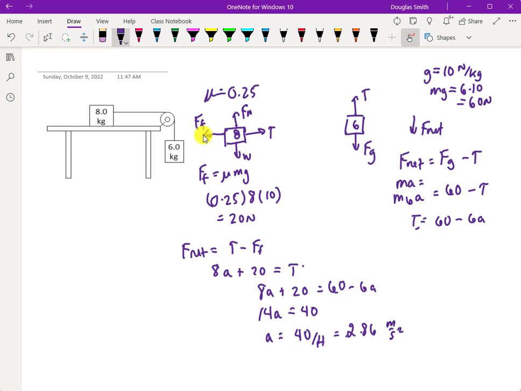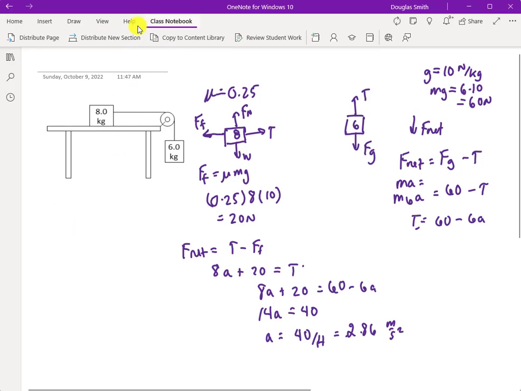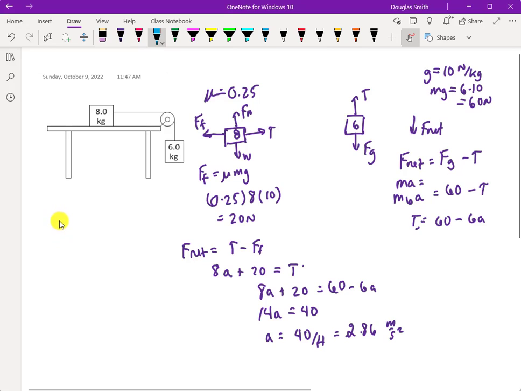The other way to do it is this idea that this pulley is redirecting forces. So we could also say that we have an 8 kilogram block and a 6 kilogram block, and it's being pulled to the right by Fg of the 6, and it's being pulled to the left by the force of friction of the 8. There is a string between the two, but really that string's just holding them together. So it's kind of like there's that one big mass.